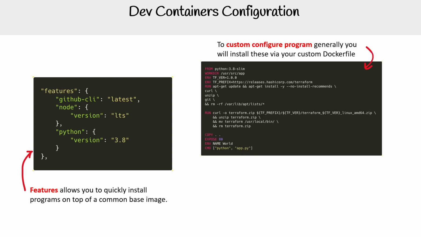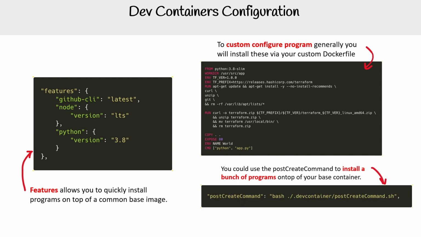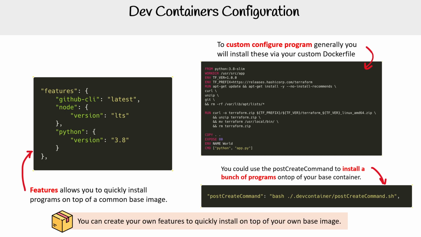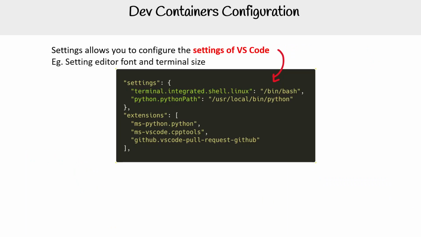You can also configure custom programs. You'd usually put that in your Docker file. You could also use the post create command to run a shell script. So there's a lot of ways to do post configuration or try to do something very similar. And as I said, you can create your own features to quickly install on top of your own base images. It is a lot of work to make features though.